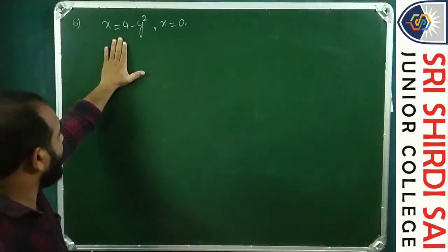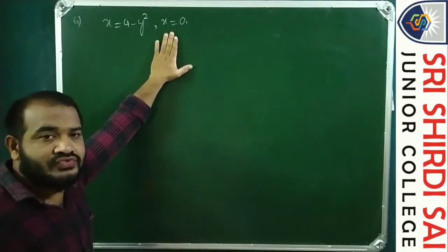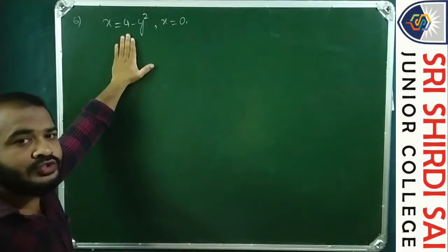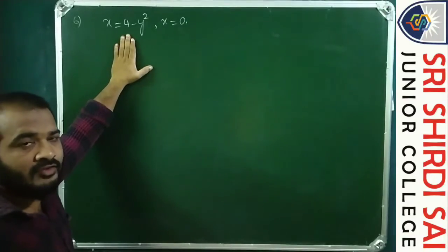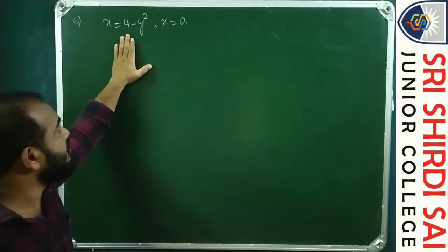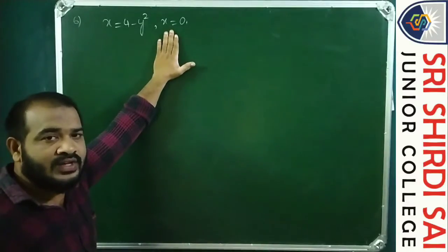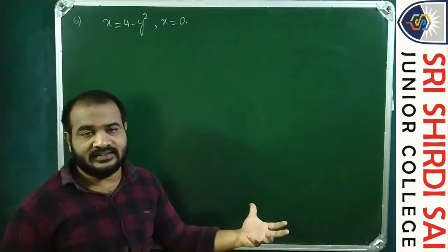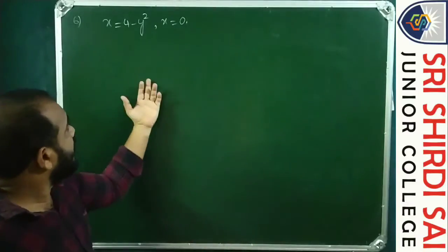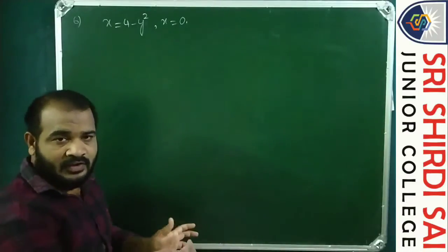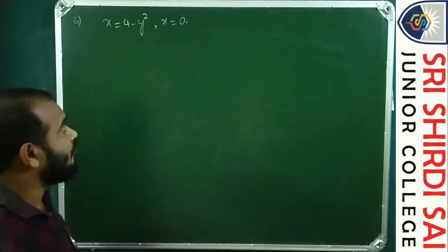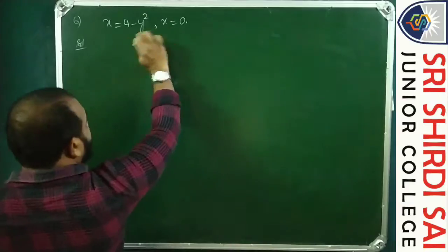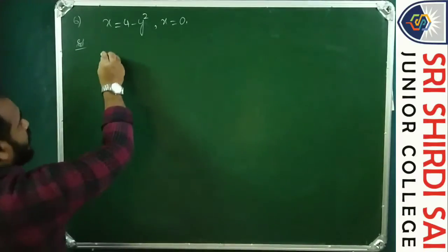x equals 4 minus y square, x equals 0. So this is the parabola, but whose vertex is not at the origin, therefore it is not a standard form of the parabola. x equals 0, we know that it is the y axis. So the parabola and y axis, but the limits from where to where is not given, for which let us try to solve both of them.